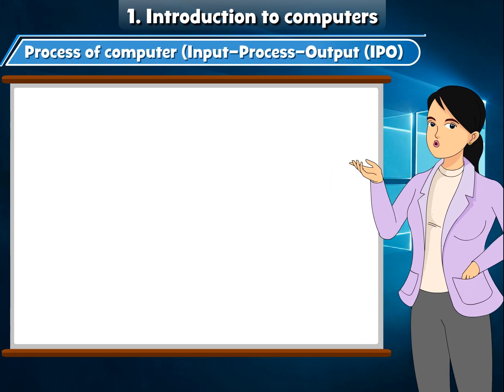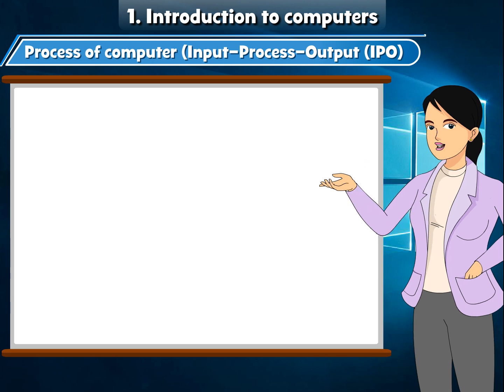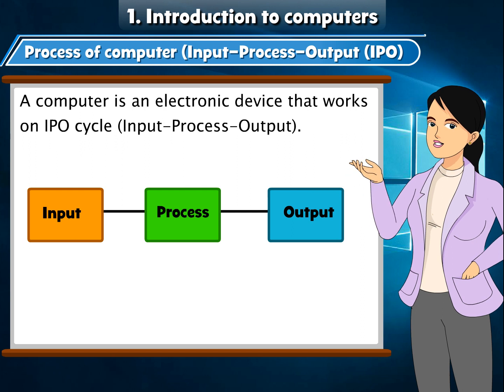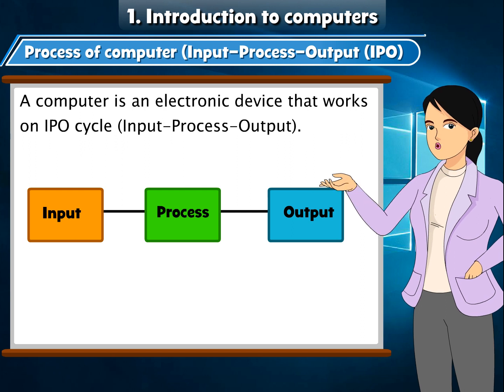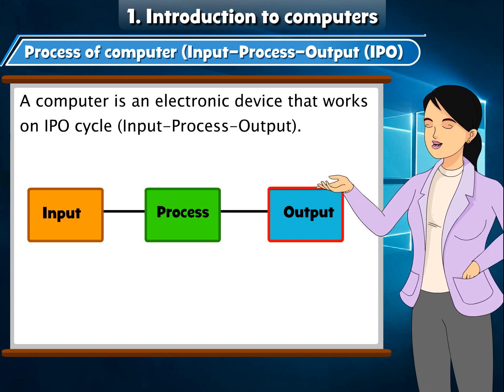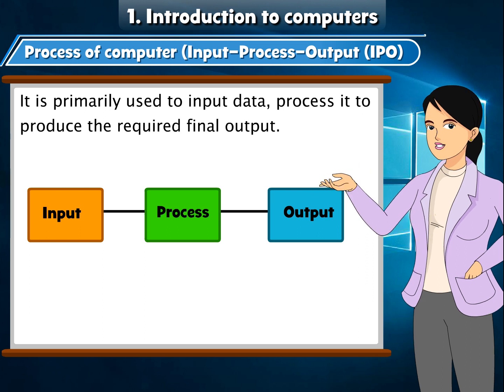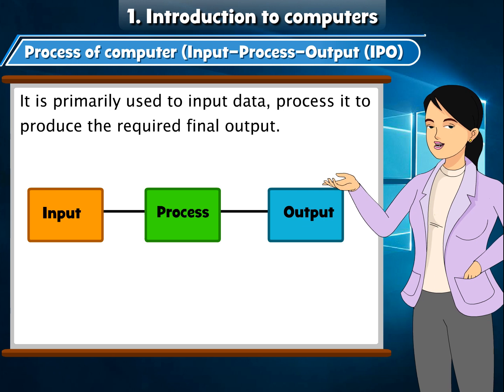Process of computer. Input, process, output. A computer is an electronic device that works on the IPO cycle: input, process, output. It is primarily used to input data, process it, and produce the required final output.